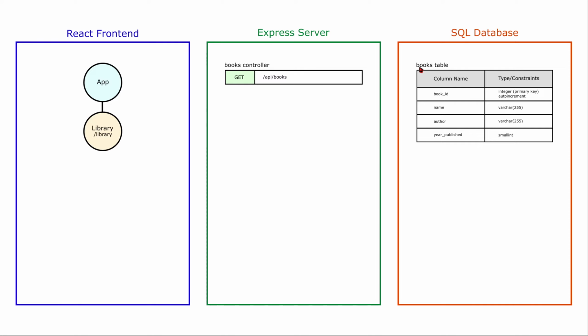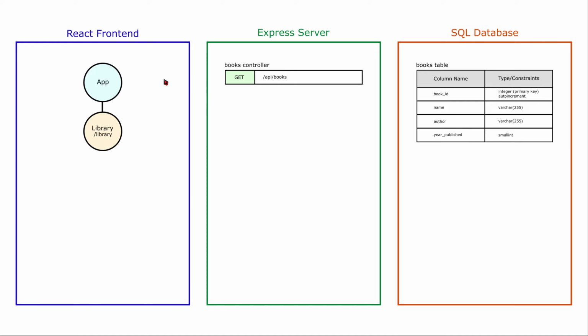In our database, we will have one books table with 4 columns. Book ID will be our primary key. We can set this up to auto increment just to make our lives easier. Name is going to be character varying set to 255 precision. Author will have the same data type. Year published will be a small int, just so we can save ourselves from timestamps and things like that.